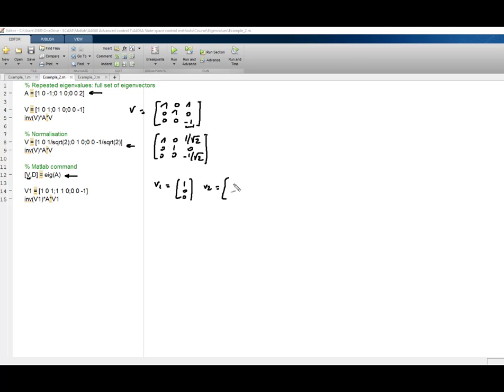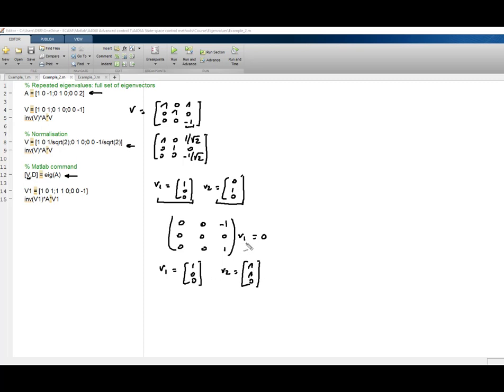is equal to [0 1 0]. And remember that we had a matrix [0 -1 0; 0 0 0; 0 0 1] times v1 is equal to 0. So we had chosen these two eigenvectors, but we could have chosen, for instance, also v1 is equal to [1 0 0] and v2 is equal to [1 1 0]. These are again two independent eigenvectors that obey this equation.